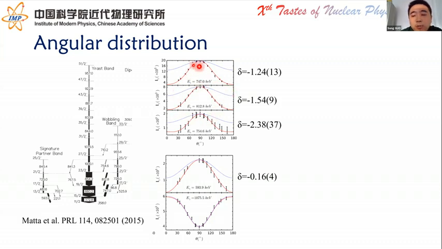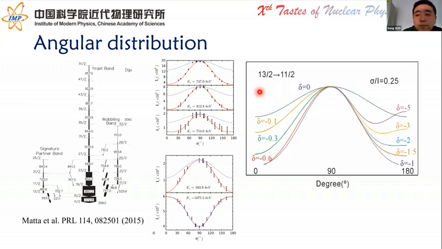In the work on Pr-135, the delta values were deduced this way. However, can you notice the curve with a small delta here looks very similar to the other two with much larger delta. In fact, for the M1/E2 transitions with negative delta, they are symmetrical about 90 degrees. So, to be simple, I only plot the left half for the small deltas and the right half for large deltas.